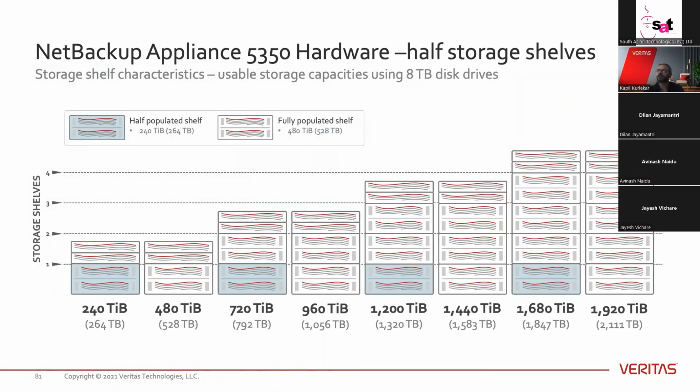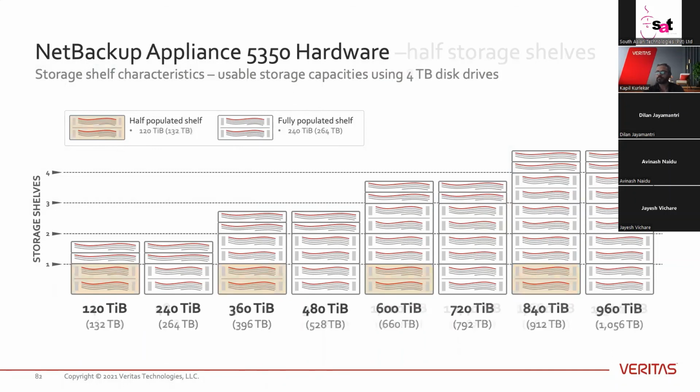Now in NetBackup 5350, the storage characteristics are available using the 8 TB disks. There are two different options available with the 5350 appliance: 8 TB disks and 4 TB disks. From 240 terabytes, it can go up to 1.9 petabytes. Now using the 4 TB shelves, from 120 terabytes, it can go up to 960 terabytes.